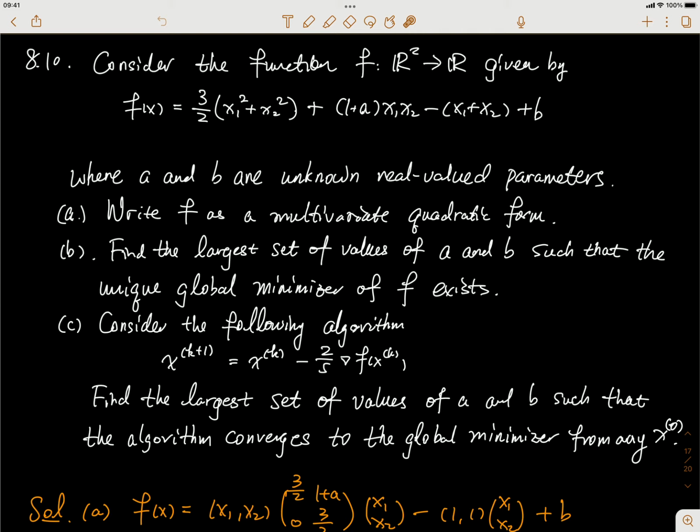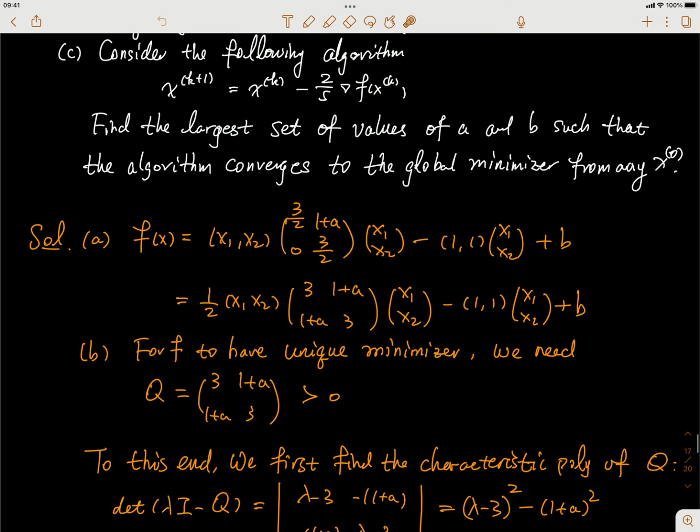Okay, problem 8.10. We're given a quadratic function f that has this term and this term together as the quadratic term. Then we have the linear term, and also we have a constant term. And a and b here are unknown, and it's something that we want to figure out. Our idea is to find the range of them. So the first question is to write f as a multivariate quadratic form. That means the matrix form.